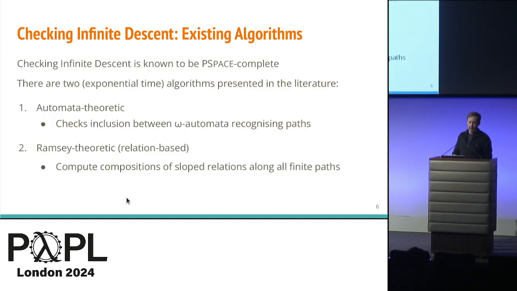So I've mentioned that there are a couple of algorithms already in the literature for deciding the infinite descent condition. One of them is automata theoretic and checks inclusion between omega automata. The other is relation-based and relies on Ramsey theoretic principles. It's known already that the infinite descent property is PSPACE-complete, so unsurprisingly, the time complexity of these two algorithms are exponential in the size of the underlying sloped graph.